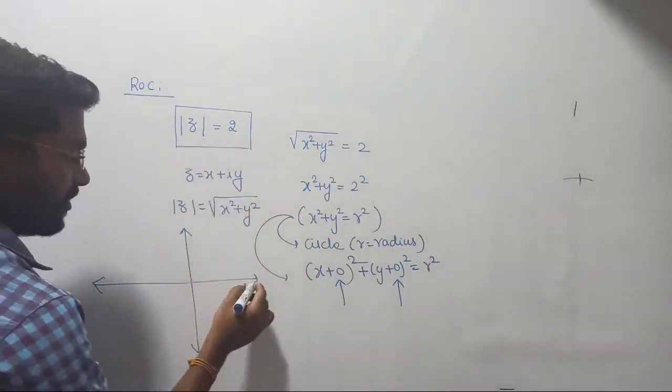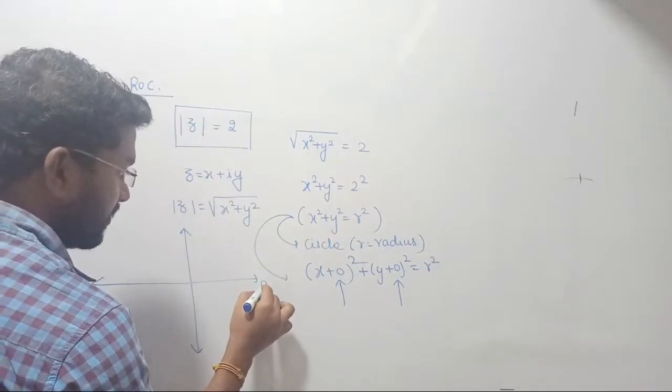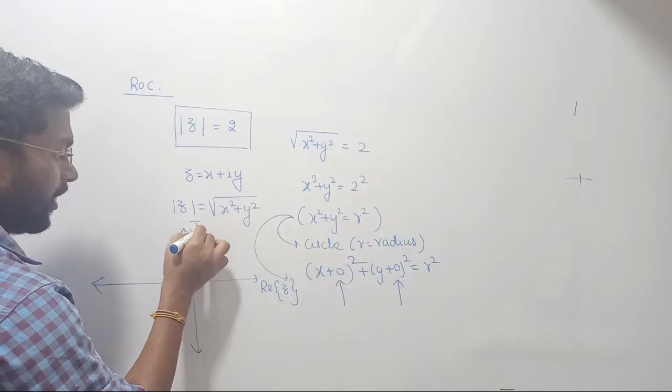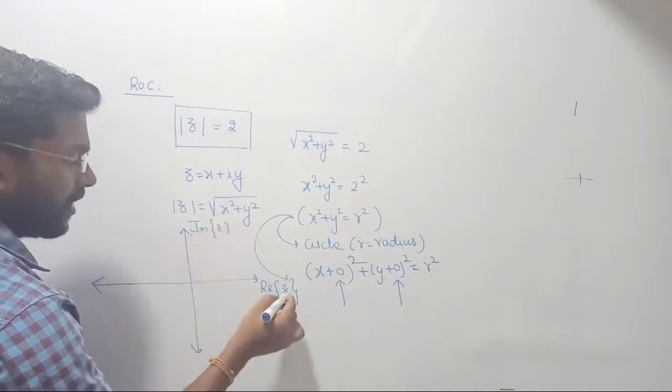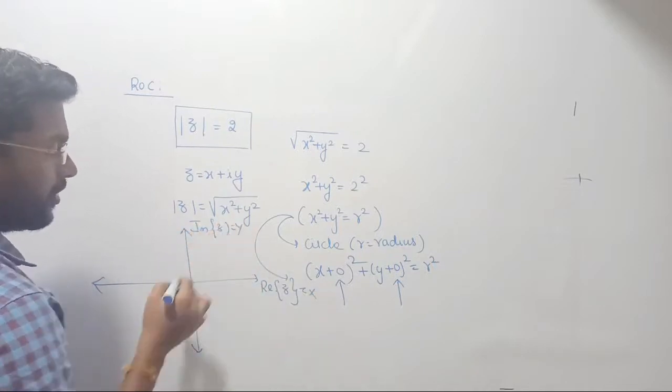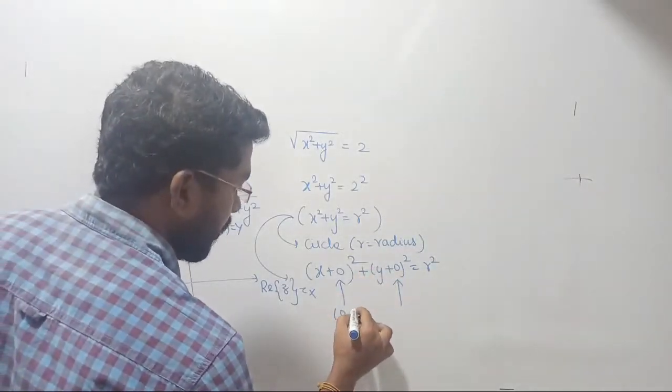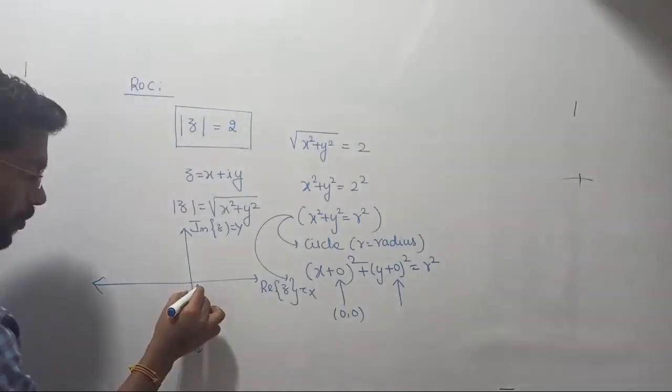Actually I have to consider like this. This is the real part of z, that is called x, and this is going to be the imaginary part of z. We all know this is going to be y. That's all, right? Now what do you do, I have to start from the origin. The center point is 0,0. This is the 0,0 point exactly.